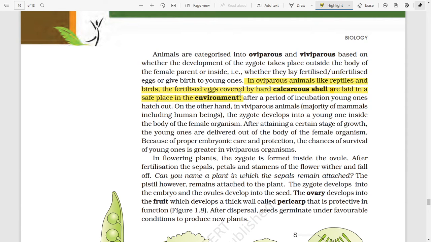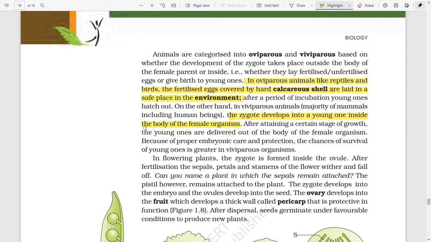On the other hand, in viviparous animals, the majority of mammals, including human beings, the zygote develops inside the body of the female. After attaining a certain stage of growth, the young one has to be delivered out of the body of the female organism. Because of proper embryonic care and protection, the chance of survival of young ones is greater in viviparous organisms.